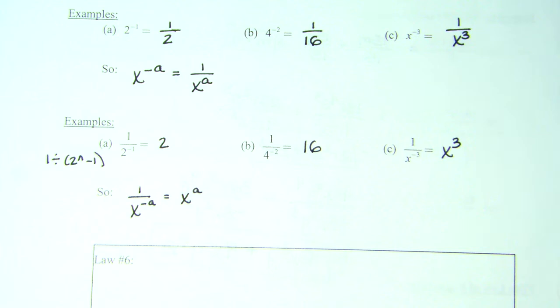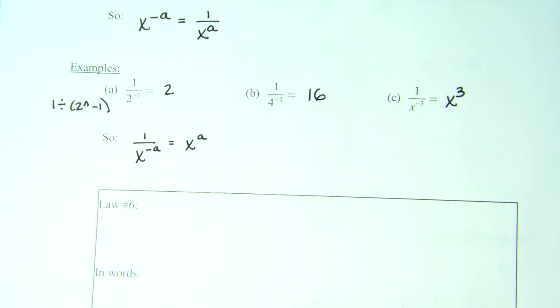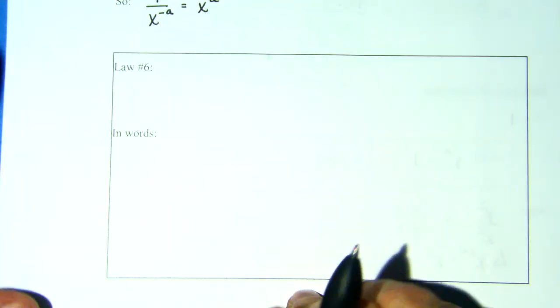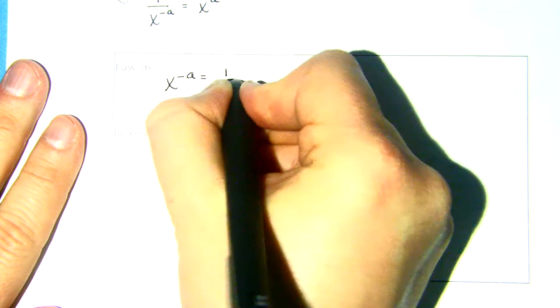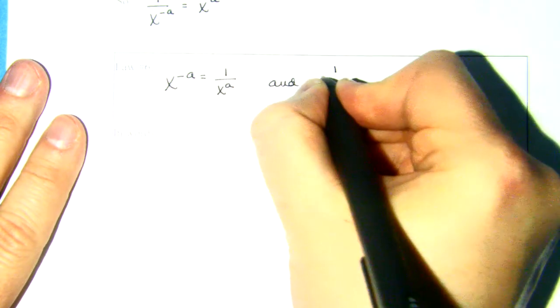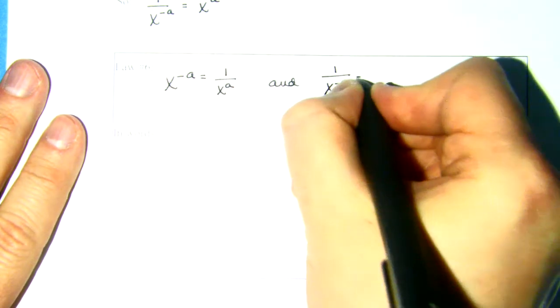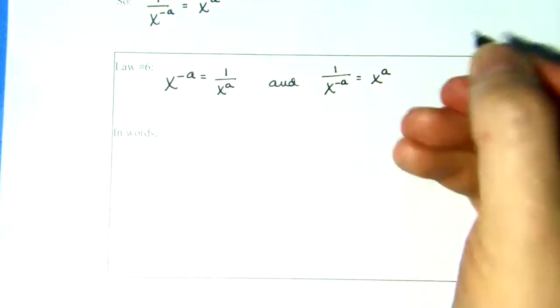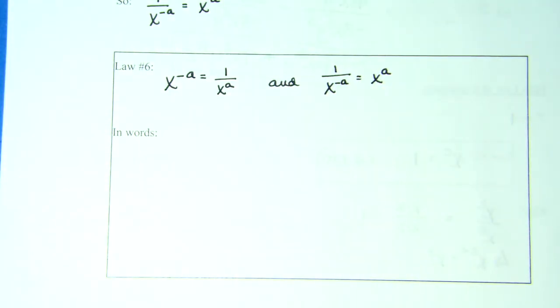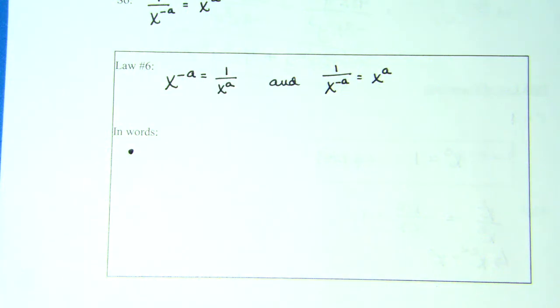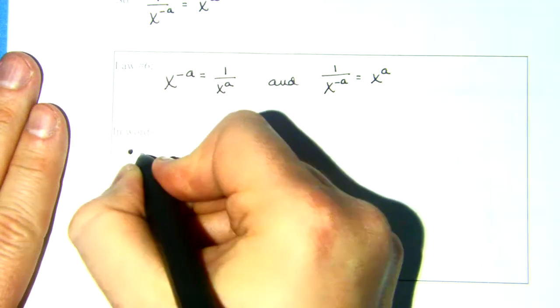These are the ideas behind law number 6. I'm going to fill in the box, but it's also going to be easier to write it in words, I think. Law number 6 says x to the negative a equals 1 over x to the a. And 1 over x to the negative a is going to equal x to the a. Might be easier to think about it this way. If you have a negative exponent in the numerator, we're going to make it positive, and we're going to move it to the denominator.